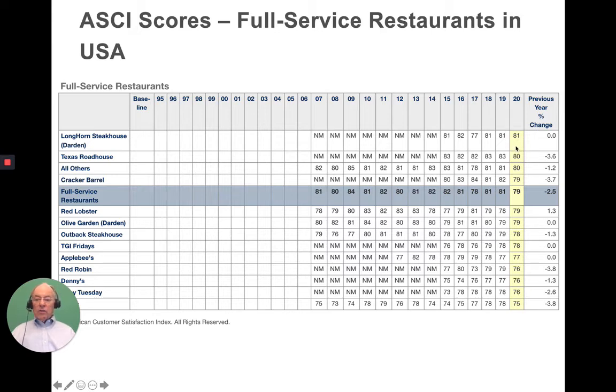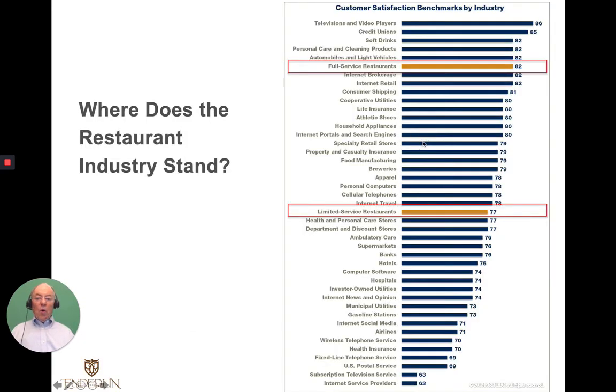The Longhorn Steakhouse, which is a Darden restaurant, they have a number of different chains and brands. They're at 80%, about the same as the top-level hotels. Once again, ask the same question. That's something for discussion. Now, where do we stand in terms of overall industries?